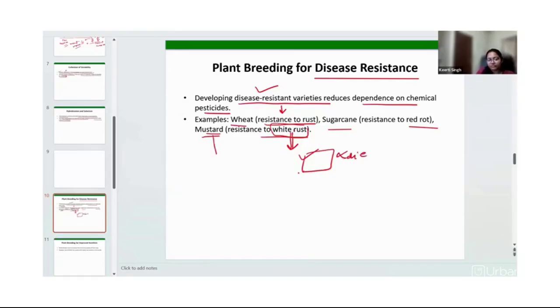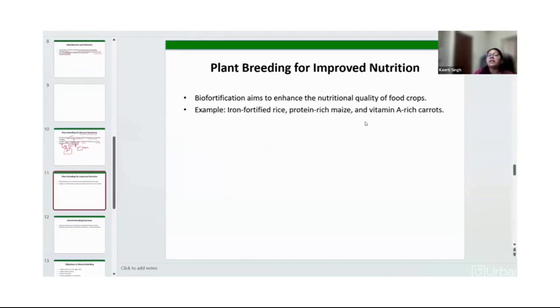But after producing the variety which is resistant to white rust, what will happen? Suppose, for example, if there are 10 plants, it may take place that one plant may get affected with the white rust, but these plants will still survive because they are resistant to this white rust, right? So next, plant breeding is also done to improve the nutrition.